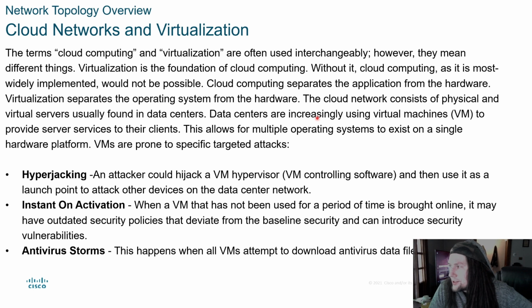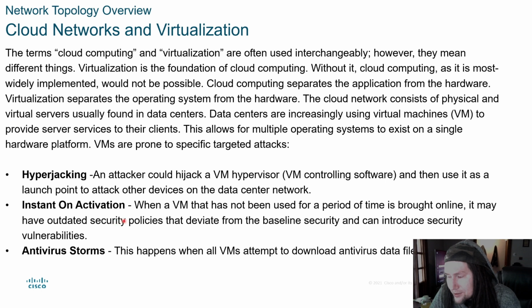The cloud network consists of physical and virtual servers usually found in data centers. Data centers are increasingly using virtual machines to provide servers to their clients. This allows for multiple operating systems to exist on a single hardware platform. VMs are prone to specific targeted attacks. One of those is hyperjacking, where an attacker could hijack a VM and then use it as a launch point to attack other devices in the data center network, which is not easy.